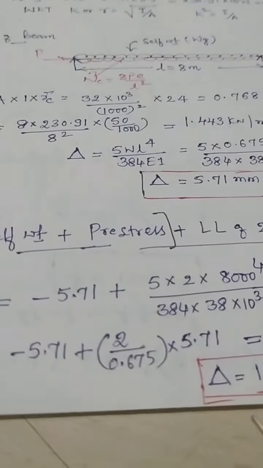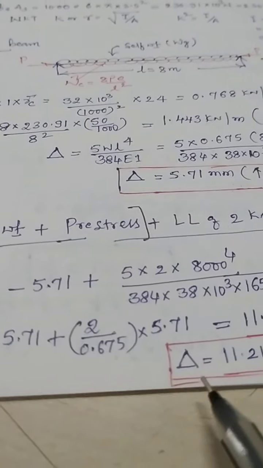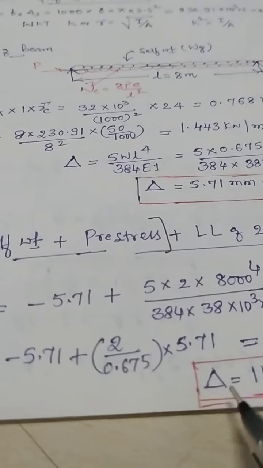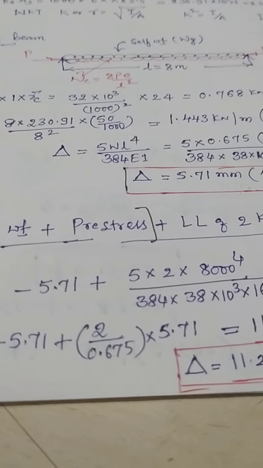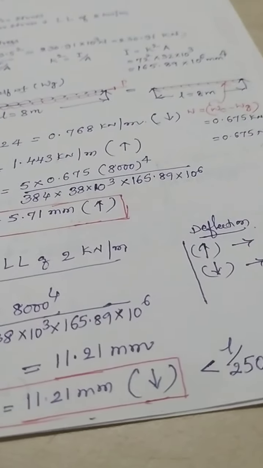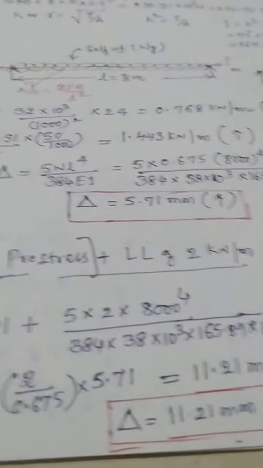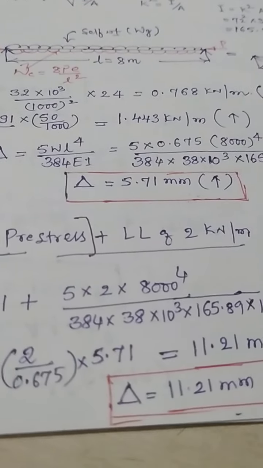For 0.675 this much, for 2 is how much you can calculate, that is a simple way as I discussed earlier. Then the deflection due to P, dead load and live load will be 11.21 mm, that is downward. This is well within the limit. L by 250 is 32 mm, developed is only 11.21 mm.